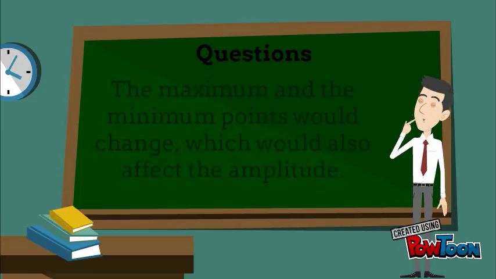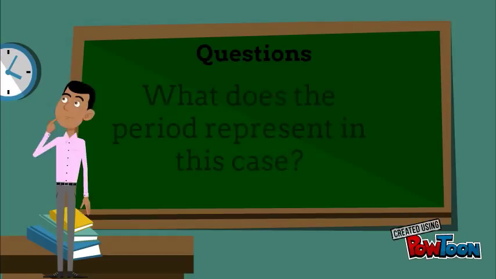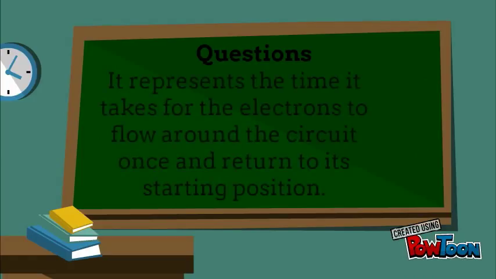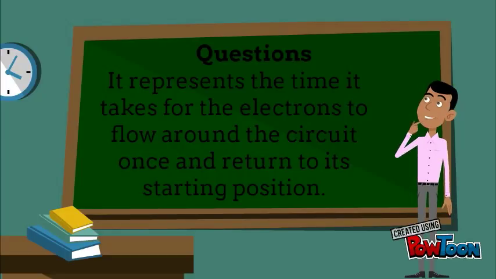the AC current, and to answer that, the maximum and the minimum points would change, which would also affect the amplitude, meaning that the amplitude is the amount of voltage that we're using. What does the period represent in this case? In this scenario, the period represents the time it takes for the electrons to flow around the circuit once and return to its starting position.